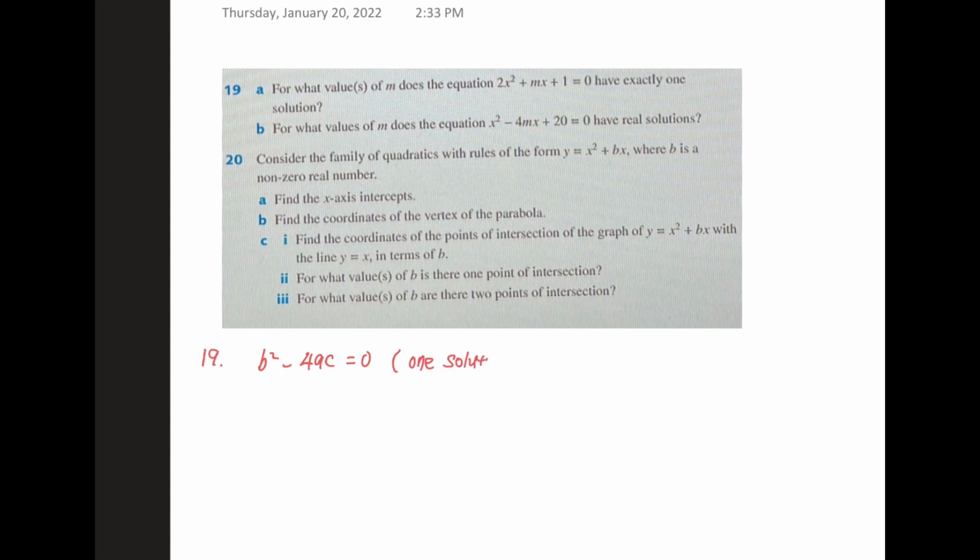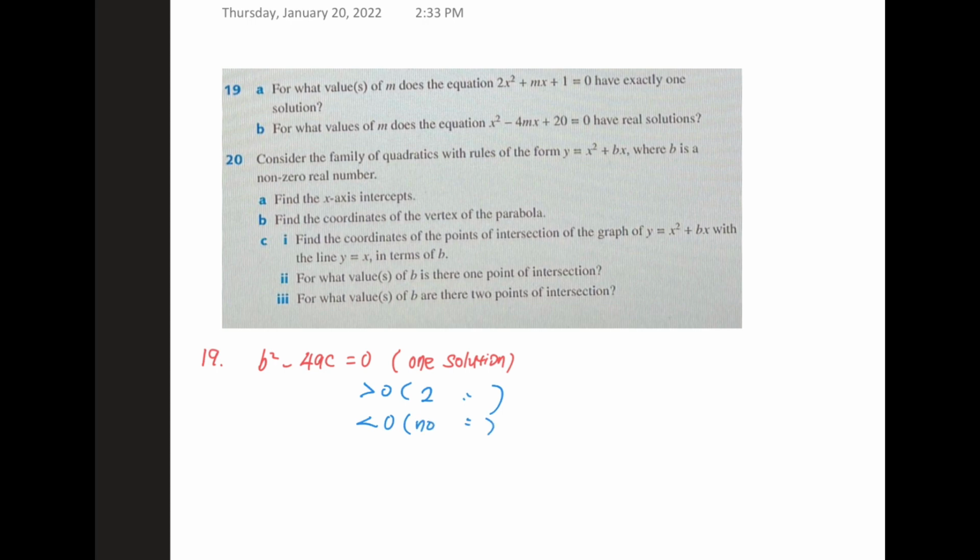One solution. Okay, so of course for revision, if this is greater than 0, that is two solutions. If this is less than 0, then it is no solution. So let's say I write down, if it's greater than 0, two solutions. If it's less than 0, no solutions.